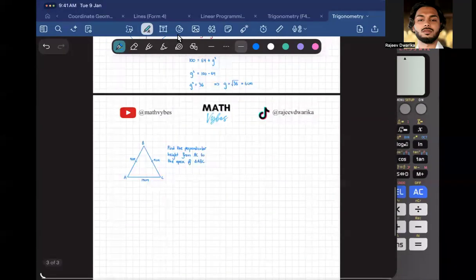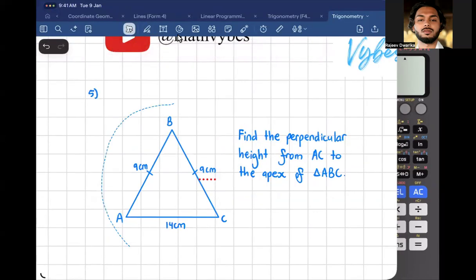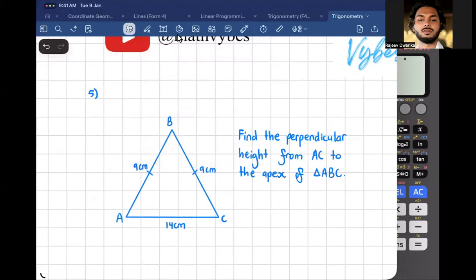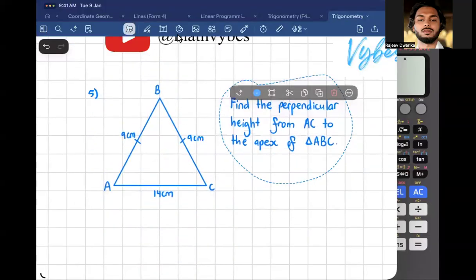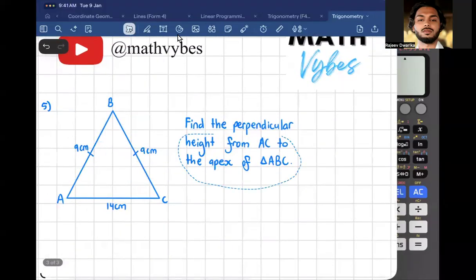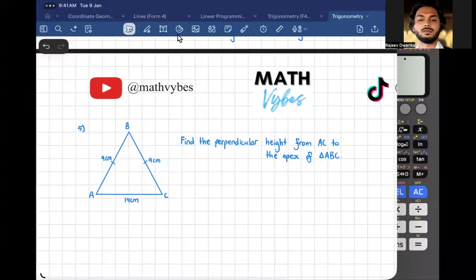Okay, good. So we're on to the toughest question yet. Once you all can get this correct, we'll move on to trig ratios, like sine, cos, tan, all that good stuff. So, find the perpendicular height from AC to the apex of triangle ABC. This is the kind of question that might come in the exam.